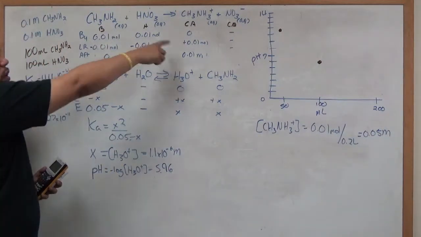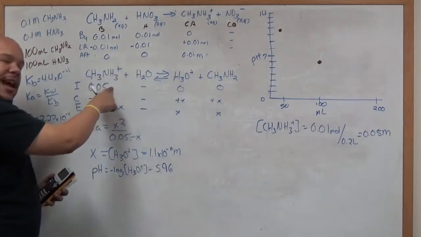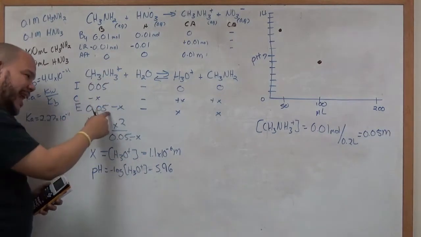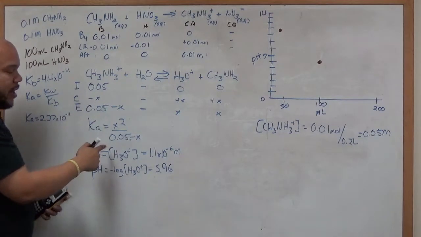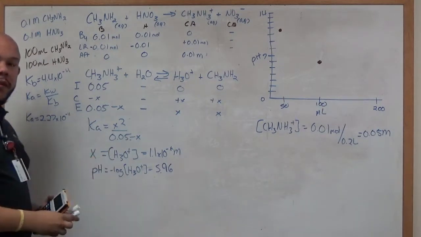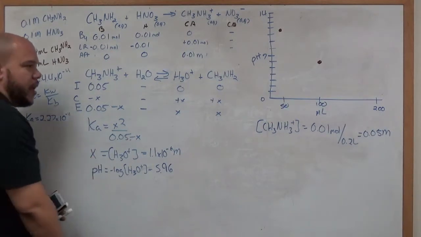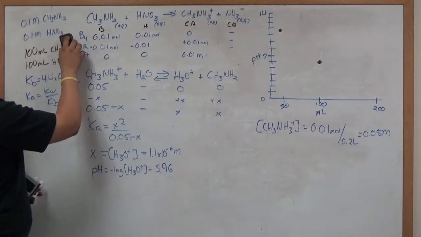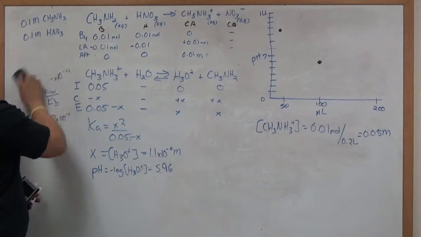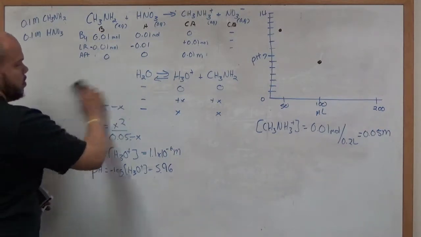Look at the stoichiometry, determine what's left over. Now we know it's an acidic solution. We cannot use Henderson-Hasselbalch at equivalence. We must use the ice table. We can plug that in, solve for Ka, solve for hydronium, and then solve for pH again. Now, last step is going to be beyond equivalence.